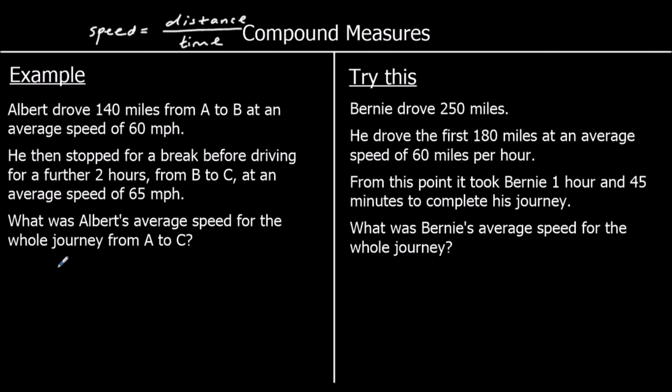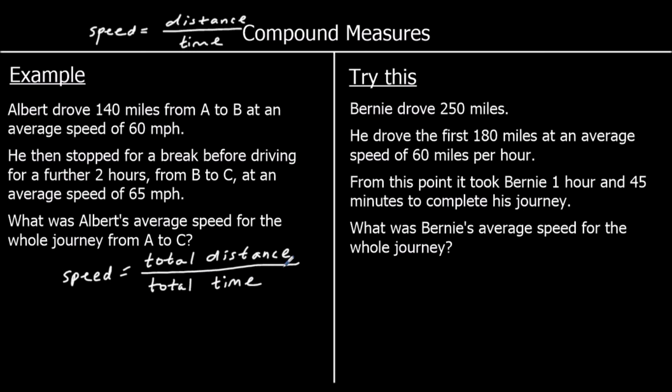So the speed for the whole journey is going to be the total distance divided by the total time. So we need to work out the total distance and the total time, and then divide them to get the speed for the whole journey. So let's look at the first part of the journey. So from A to B, what are we told? So he drove 140 miles. So distance is 140. And the speed was 60 miles an hour.